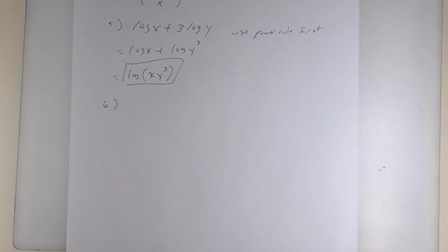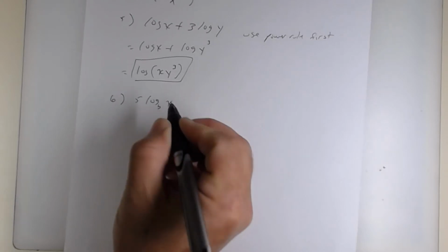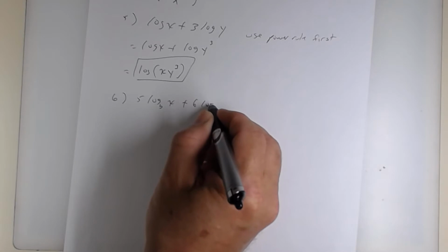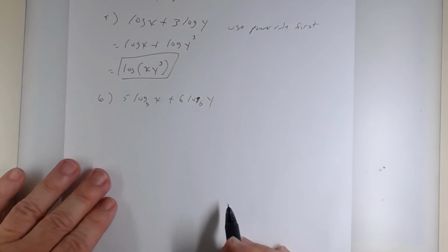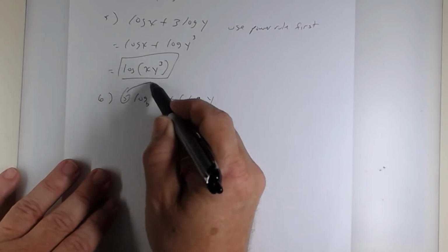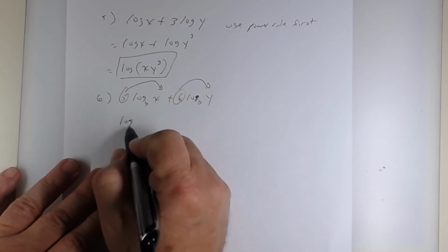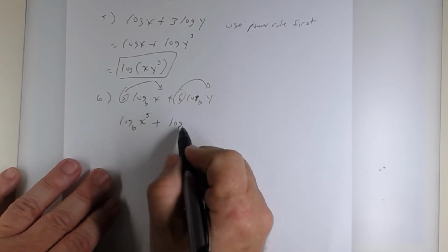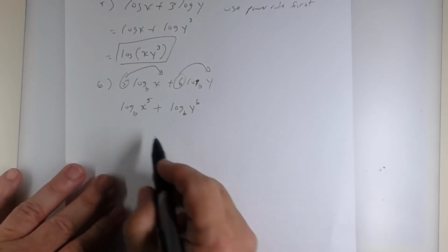Number 6. Suppose you had 5 log base b of x plus 6 log base b of y. What's the answer? Well, first of all, what are you going to do first? Power rule first. So you take this and write it as a power, take this and write it as a power. So this becomes log base b of x to the 5th plus log base b of y to the 6th. And one more step and you're done. What's the answer?